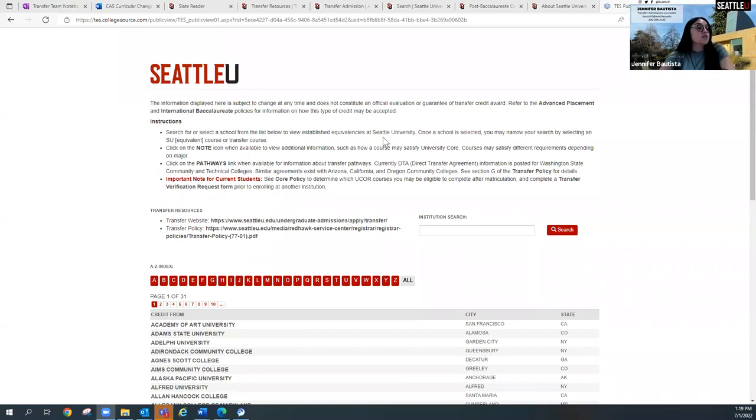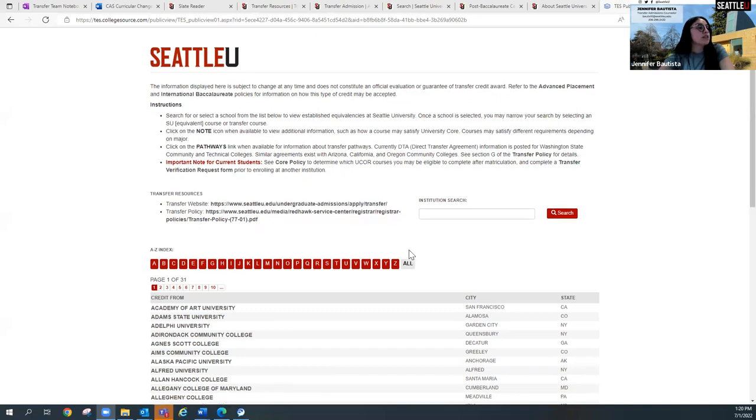So this is what our transfer equivalency tool will look like. Again, it's super important to read thoroughly all of these directions, as they're going to guide you exactly as to how to look up your classes and what to expect. Like I mentioned, I will go through a few examples myself, but make sure you're reading these instructions, as they provide a great overview of how this tool can be extremely helpful. So we'll go ahead and get started.